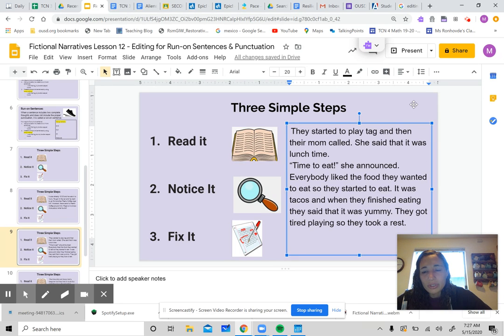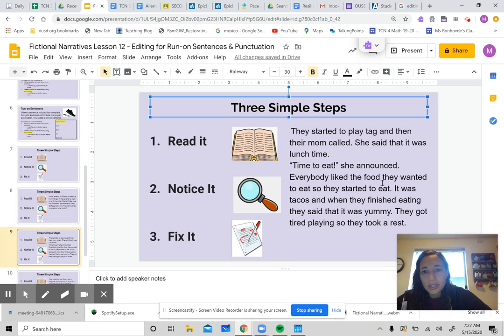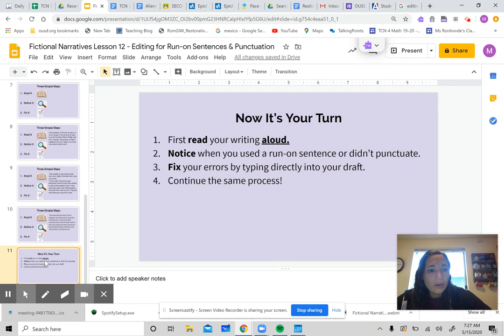And I think the writer was able to convey everything they wanted to convey in this writing by adding punctuation and looking for those run-on sentences. So now it's your turn. You're going to go back to your document. Remember, either your first story that you want to publish or your second one, either one. But you're going to first read your document aloud, preferably with someone nearby. So if you have a family member that can be with you, even if they don't speak English, that's okay. Having someone next to you is really helpful, though. And as soon as you notice it, you're going to put your thumb up. Notice it when you used a run-on sentence or didn't punctuate. And then right away in that moment, you're going to fix your errors by typing directly into your draft.